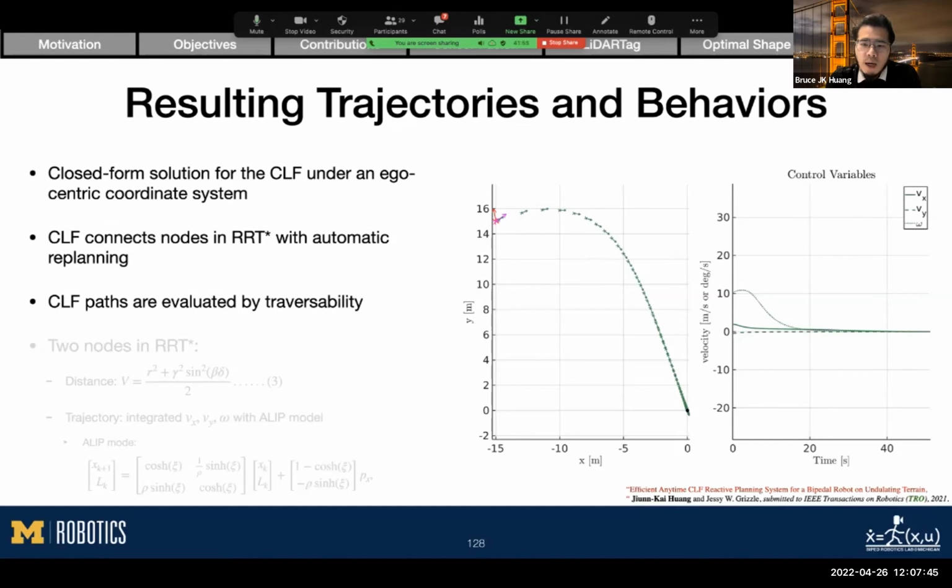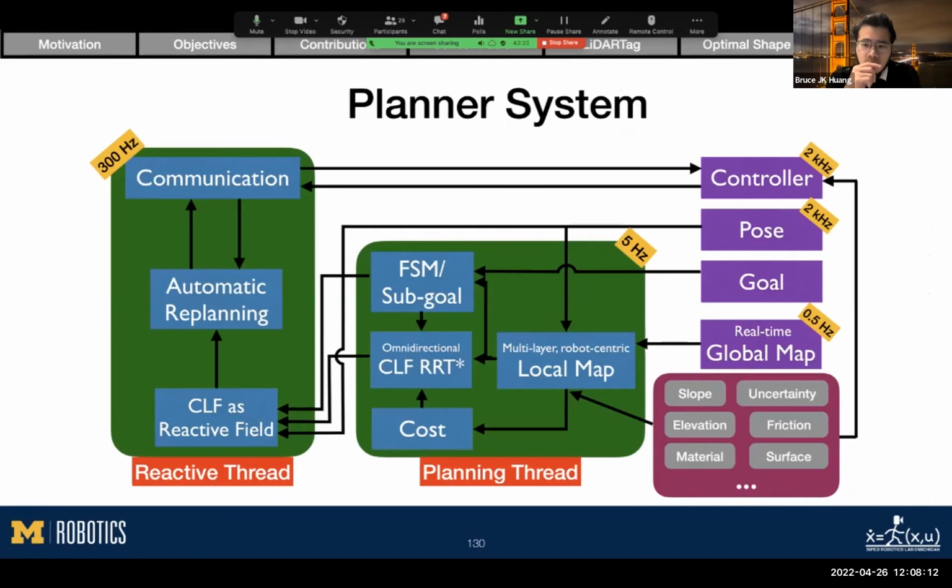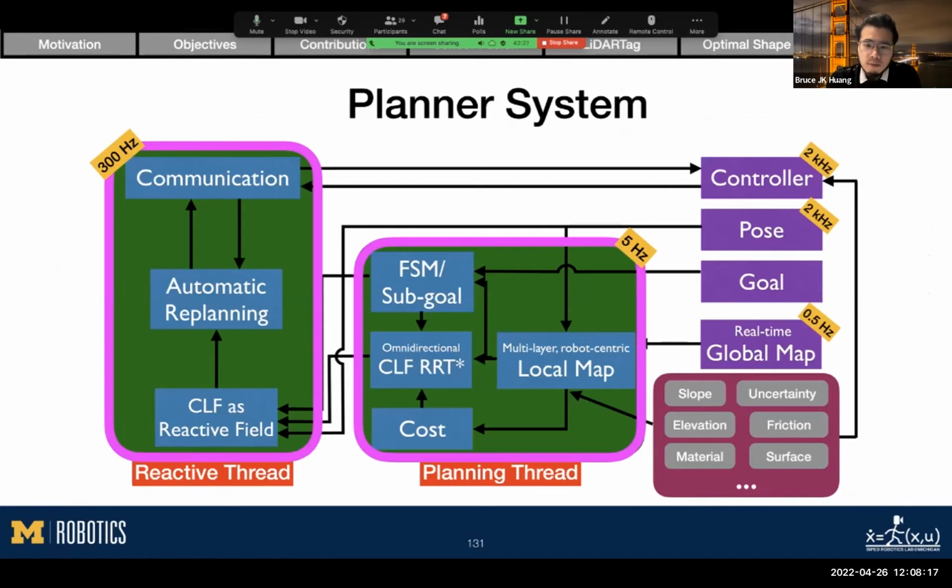The integrated CLF paths are then evaluated by terrain properties. And we will discuss this in the next few slides. The LIP model is essentially a linear inverted pendulum model parameterized with angular momentum. The trajectory is integrated by the control variables through the LIP model. And this is the system that realized the CLF RRT star planner in practice.